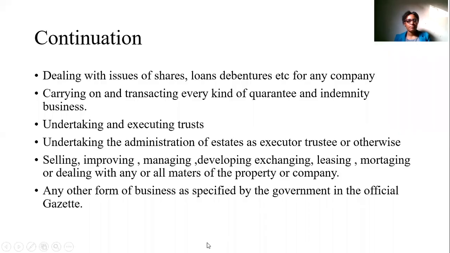Okay. Then the other permitted business for banking, what they're permitted to do as a bank, is carrying on the transacting of every kind of guarantee and indemnity business. So they're also permitted to do that, being in the banking sector. Then they're also permitted to undertake and execute trusts. That's another permitted business of banking. Then they're also permitted to undertake and administrate estates as executor, trustee or otherwise. Okay, so they're also permitted to do that as a bank.